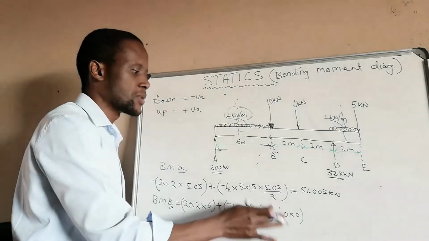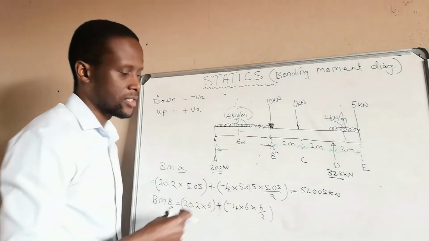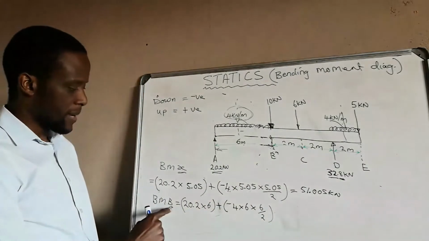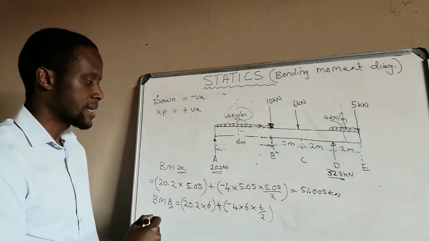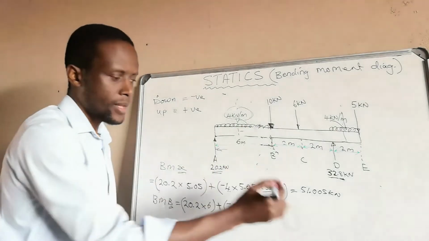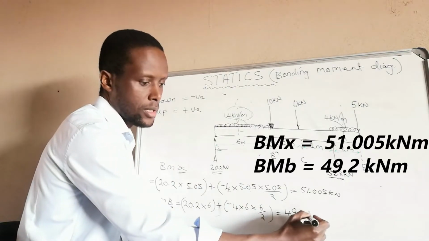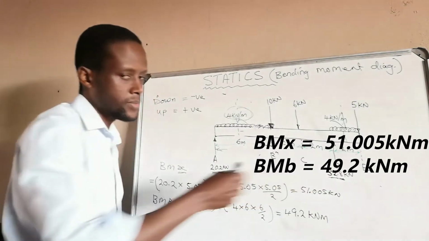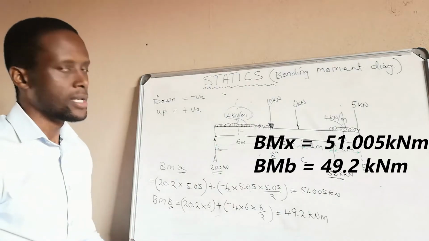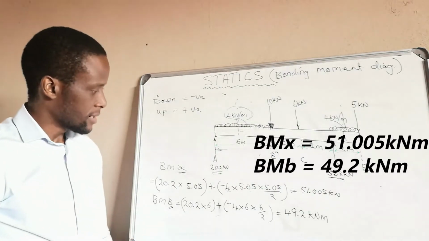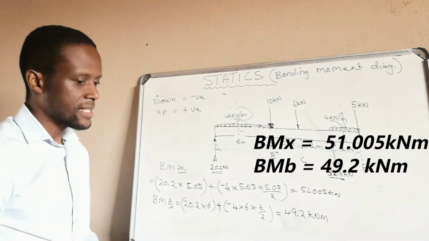So we might as well not consider that in our calculations. So this is much easier, unlike taking the other side, and we can get our answer. Our answer was 49,2 kilonewton meters. Alright, so that is how you go about calculating for the bending moments. It is as easy as that.